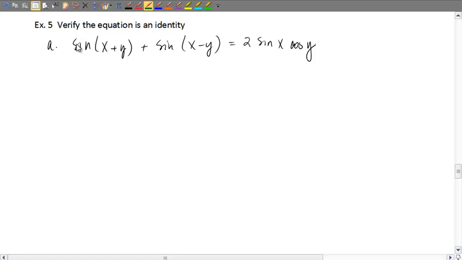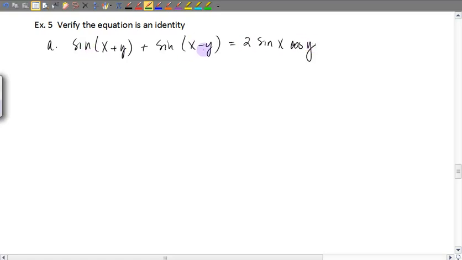Well, in this video, we're going to talk about verifying identities, or verifying an equation is an identity. So in this first example, I want to verify that the left-hand side equals the right, or vice versa. We've been learning that when we do these types of things, let's try to take the more complicated side and turn it into the easier side. So the left-hand side looks more complicated. I'm going to see if I can rewrite the left-hand side so that it looks like the right.